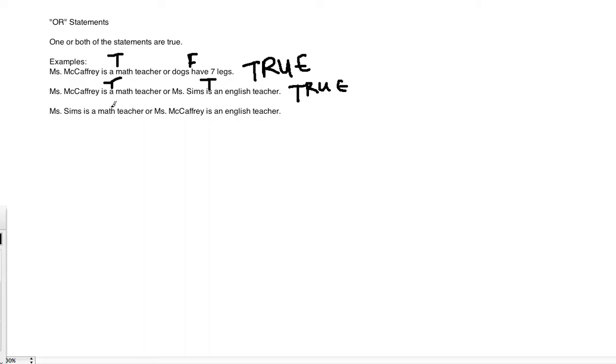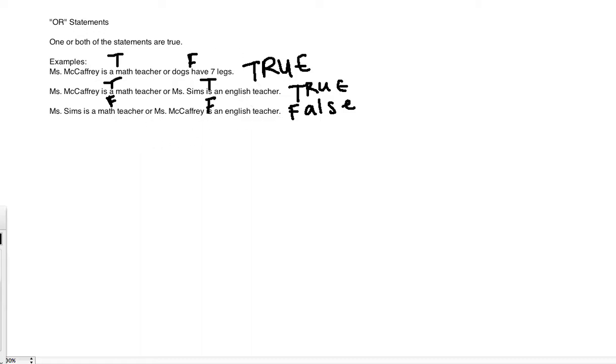And our last one, Miss Sims is a math teacher. False. Miss Sims hates math. Or Miss McCaffrey is an English teacher. Also false. I'm really bad at spelling. So that makes this whole statement false. I just wanted you to get an idea of what OR statements are all about.